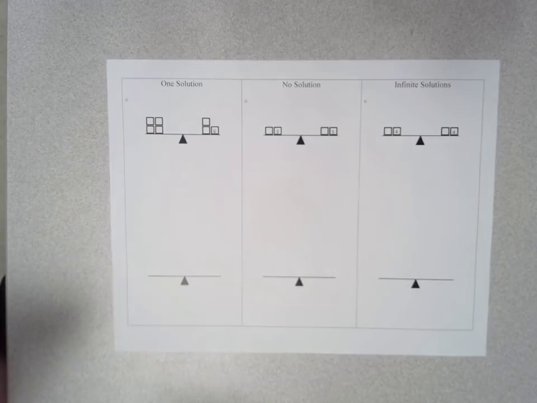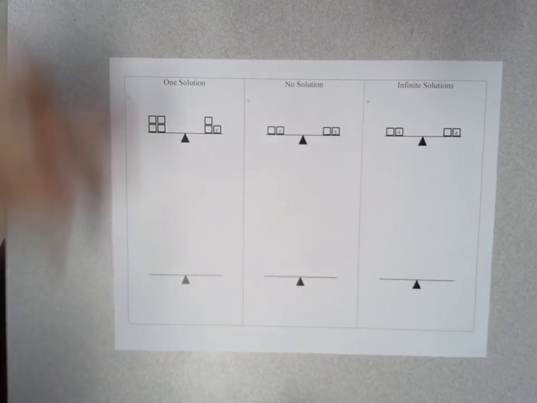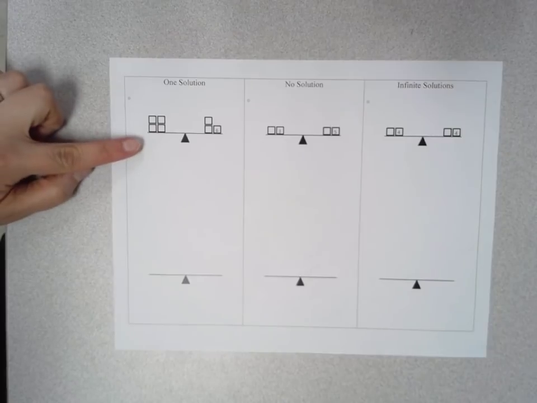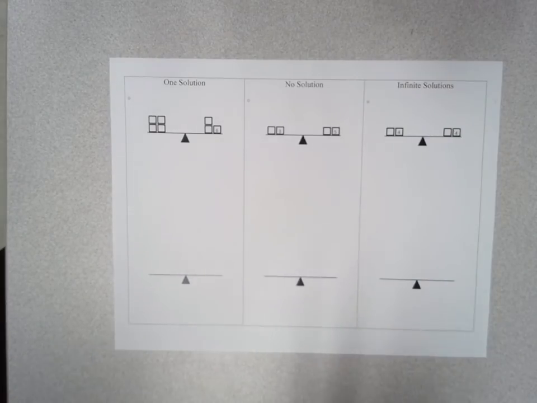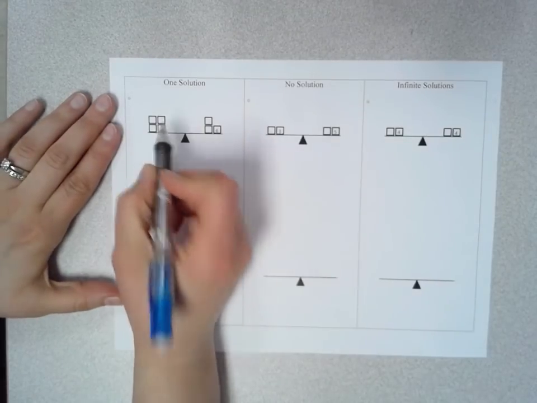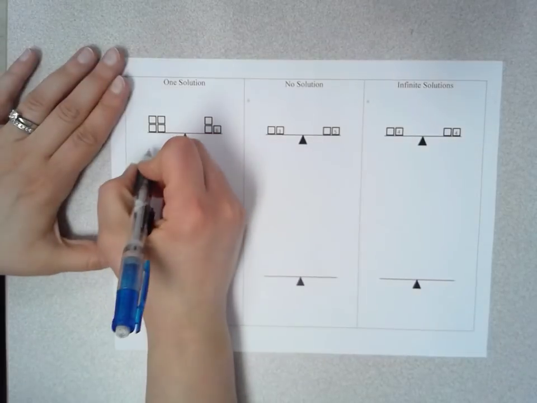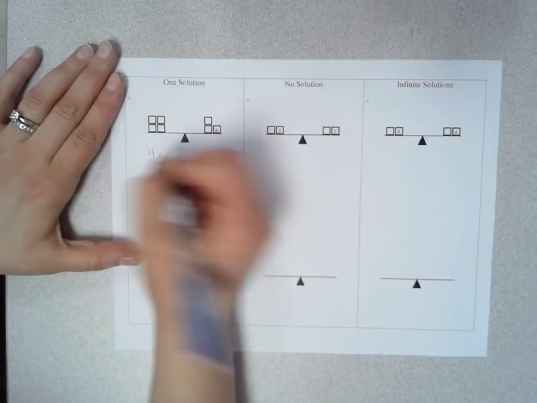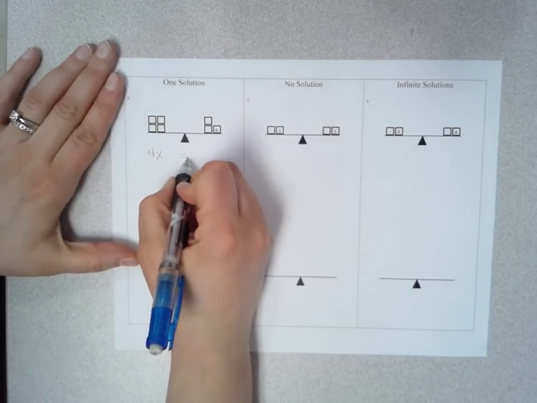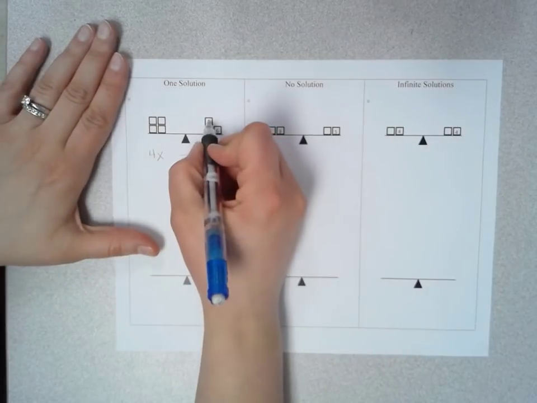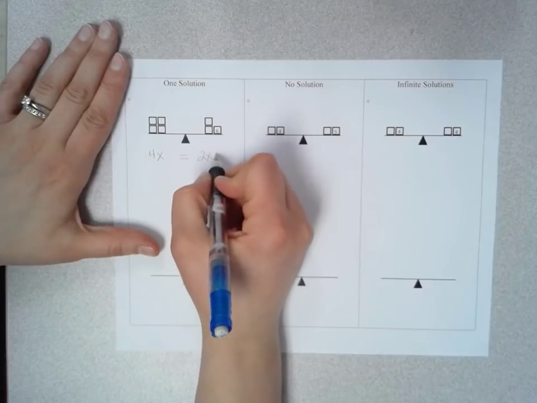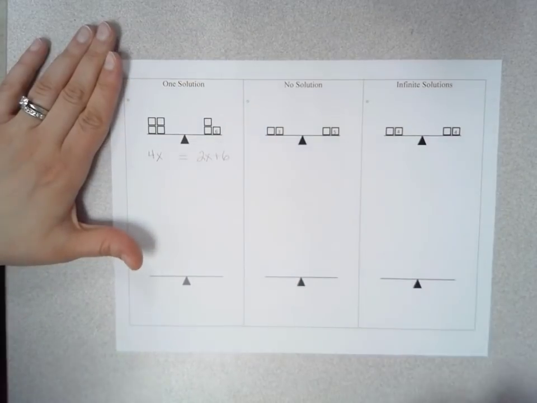The first thing that I want you to do is take a look at this first column. And if you notice, this is like a scale. We have on the left 4 unknowns, or 4 x's, and that is balancing or equaling 2 unknowns plus a box of 6.